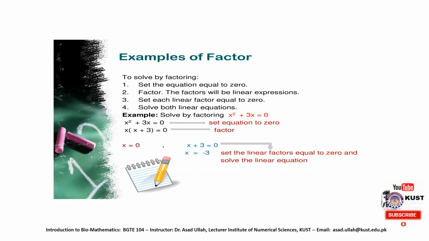Here is an example of how to solve a quadratic equation by using the factorization method. The example is x square plus 3x is equal to 0. To solve this equation, we take common x from both the terms, we get x into x plus 3 is equal to 0. So the two terms x and x plus 3 are multiplied with each other and are equal to 0. So we have to put x is equal to 0 or x plus 3 is equal to 0. So if x is equal to 0, we get x is equal to 0. And if x plus 3 is equal to 0, we get x is equal to minus 3. So the two roots are x is equal to 0 and x is equal to minus 3.